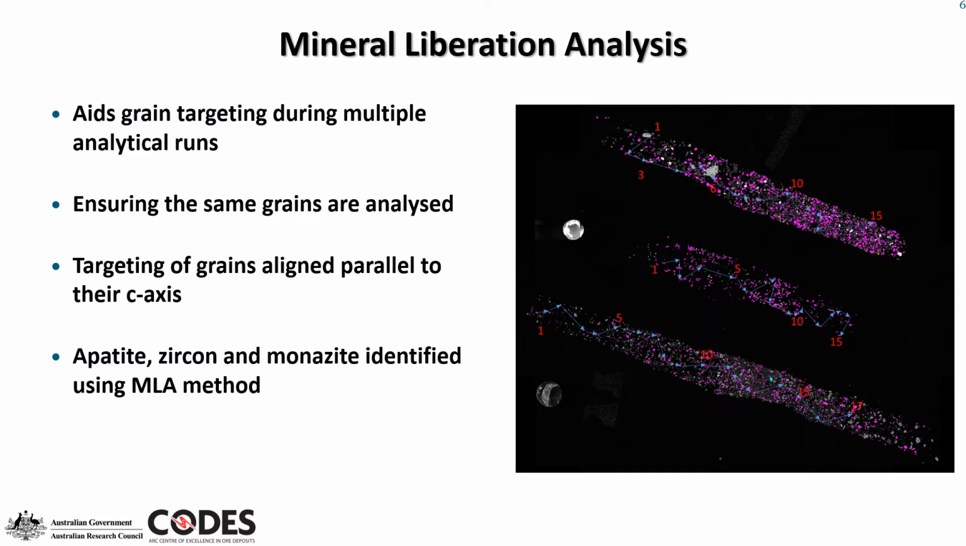Applying fake Cartesian coordinates enabled me to scan to the grains of interest. In particular, I targeted grains that had the C-axis aligned parallel to the surface of the grain mount or perpendicular to the analytical beam, whether that's electron or laser.